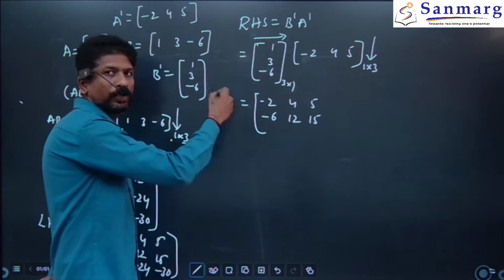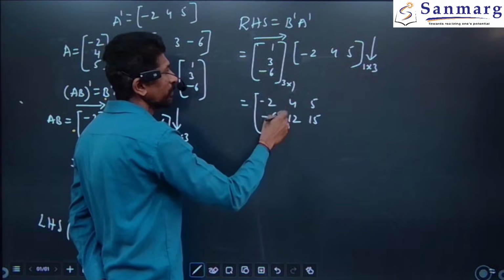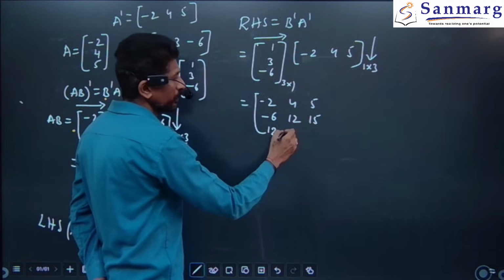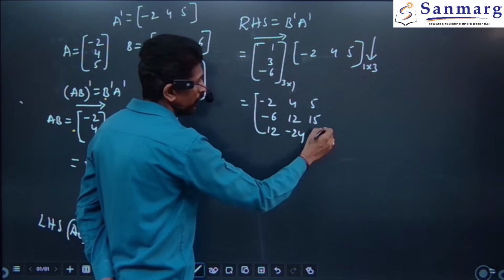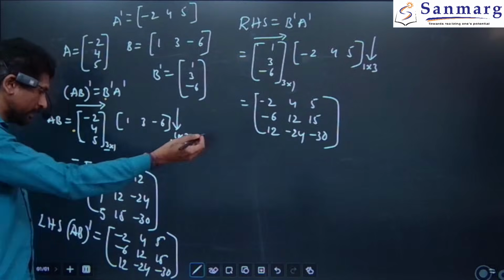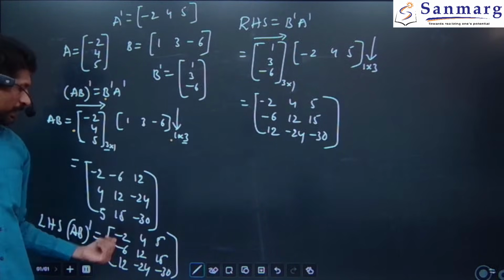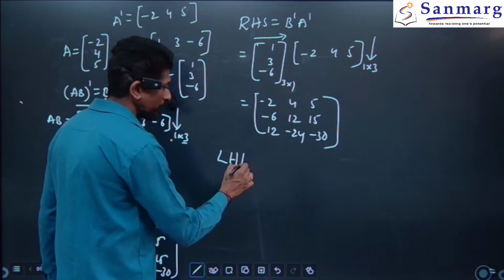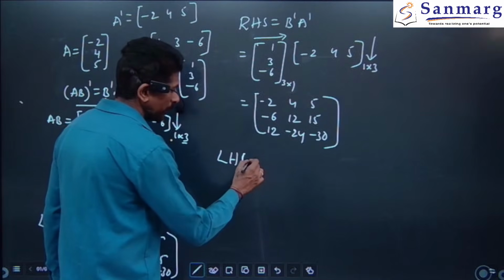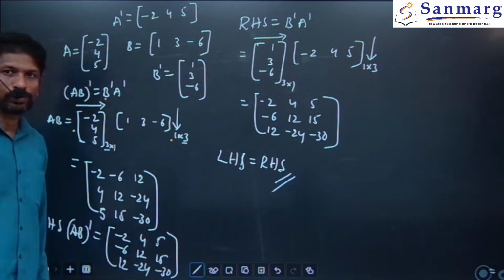Next, third row, all 3 columns. Minus 6 into minus 2, minus into minus is plus, 6 2s are 12, minus 6 into 4, minus 6 into 5. If the LHS part is equal to RHS part, so refer both the values here. The LHS part and RHS part are the same matrix, same elements. So therefore De Morgan's theorem is proved. LHS is equal to RHS.